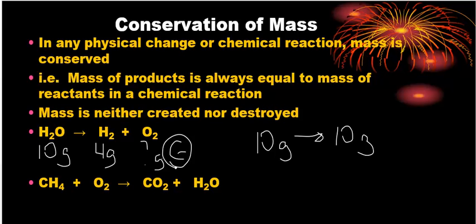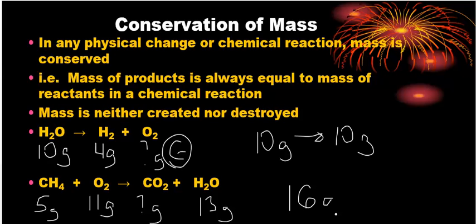Look at this second example. Let's say I have 5 grams of CH4 and I react it with 11 grams of oxygen. And let's say I can measure water pretty easily. Let's say I have a mass of 13 grams of water and I want to figure out how much CO2 I produced. Well, again, the law of conservation of mass says that I'm starting off with 5 plus 11, so 16 grams. I have to end up with 16 grams. And so that means my mass of CO2 produced, even if it escaped into the atmosphere, would have been 3 grams.